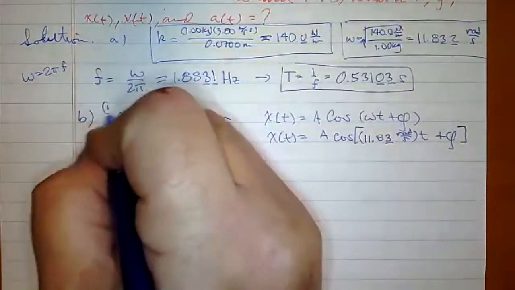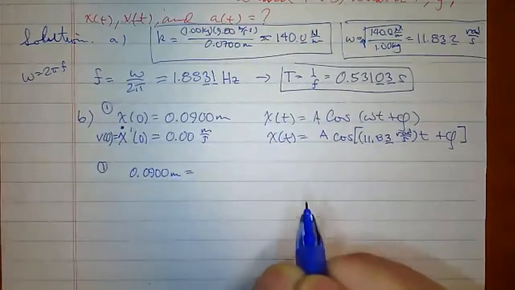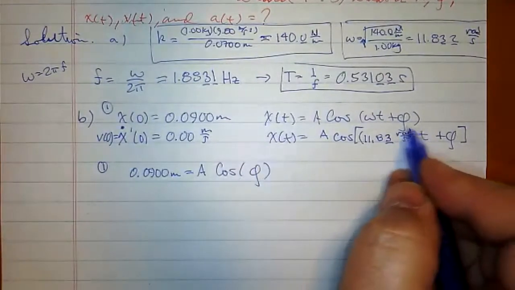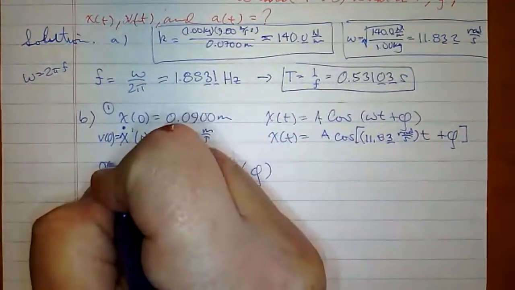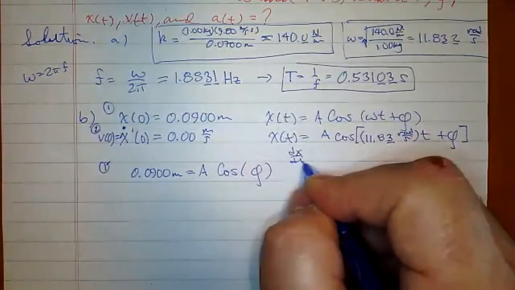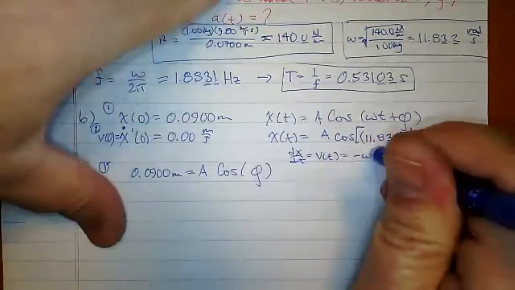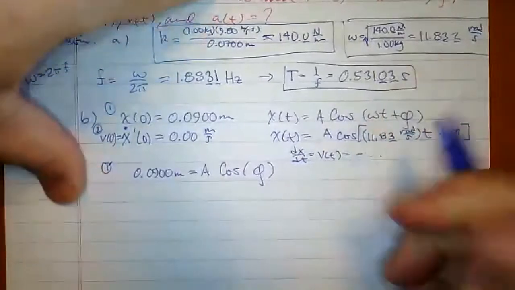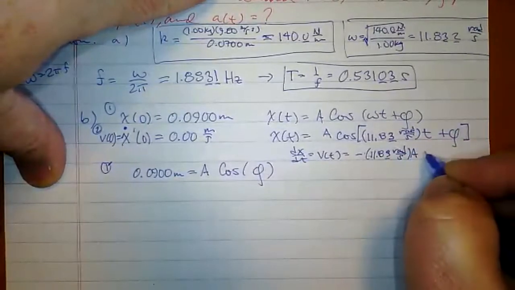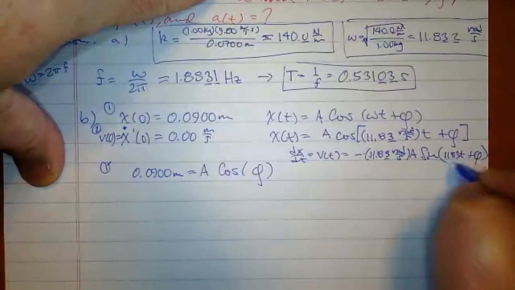Well, if I take condition 1, then that says that 0.0900 meters is equal to a times the cosine of, in this case, just phi, because notice when I put in t equals 0, this whole part disappears. So I'm going to call this 1 prime. And now I'm going to take 2. Since this is this, I know that dx over dt, which is v of t, is obviously going to be negative omega a, so negative 11.83 radians per second times a times the sine of 11.83 t plus phi. I wrote it a lot smaller without units just so we could fit it in.